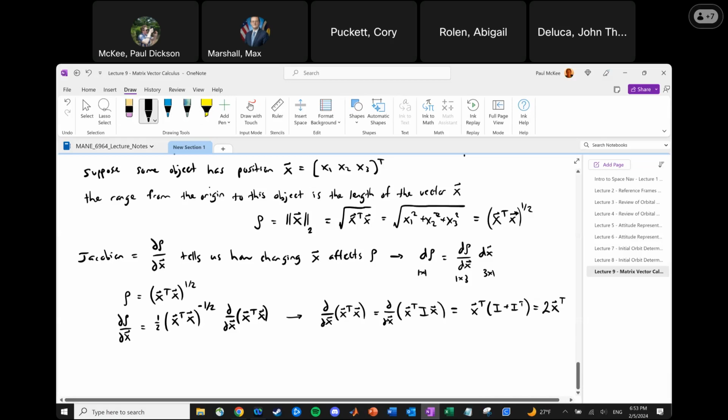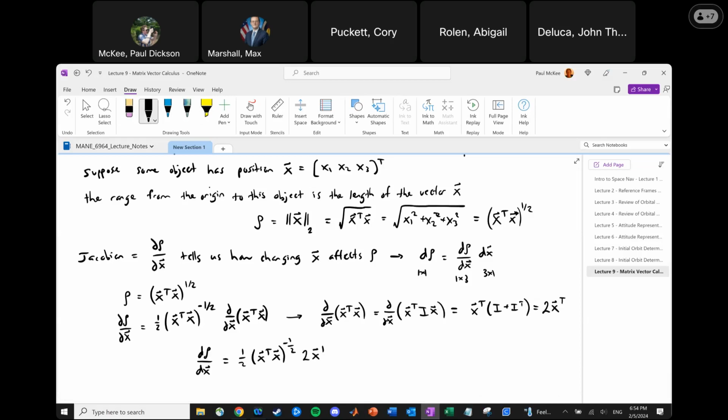In this case, if we substitute this back in, then d rho with respect to dx is equal to what? Well, it's 1/2 x transpose x to the negative 1/2 times 2x transpose, where this 2 is going to nicely cancel this 1/2. So the derivative of rho with respect to x is just 1 over rho x transpose, right? Because x transpose x to the negative 1/2 power is just 1 over rho. So that gives us this.